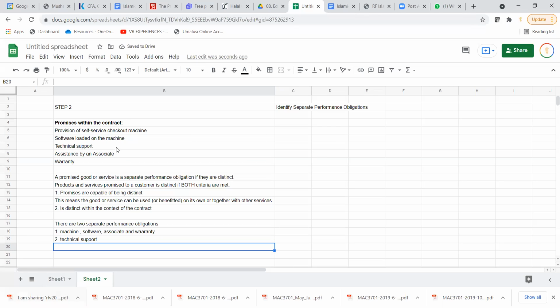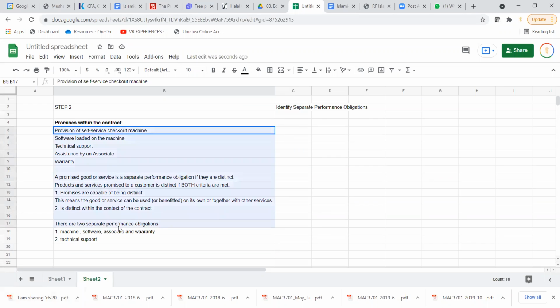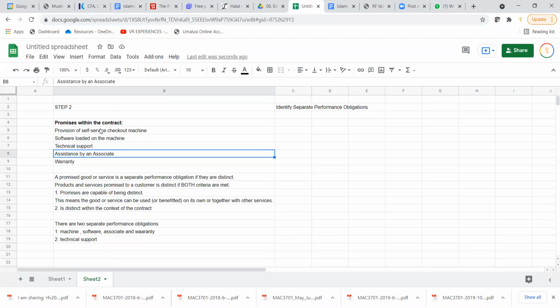Remember, this is not a full answer here. I'm just giving you the important points, but then you must discuss it in terms of each of these promises. So we discussed for the machine, it is capable of being sold separately. We discussed for the software, you can buy the software from another supplier. We see the technical support is sold separately. So that one, and that one met criteria number one.